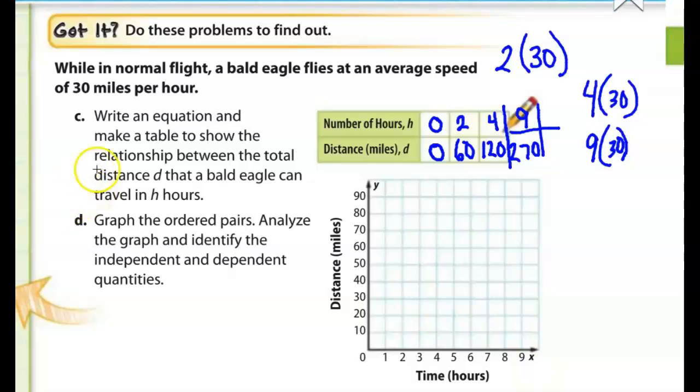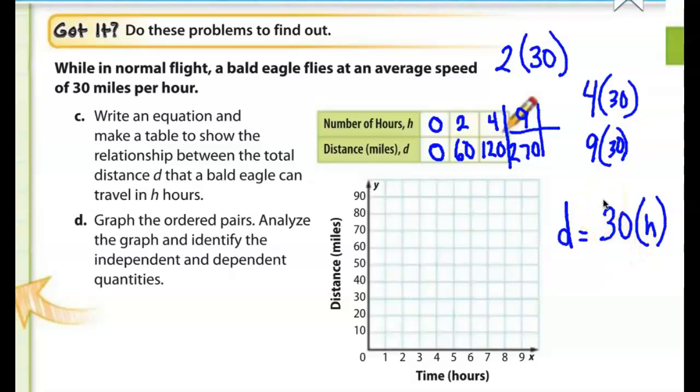Now it says to write the equation. So basically, the distance changed depending on which numbers we chose up here. So we're going to use the variable d for the dependent variable distance, and that's going to be equal to 30 times whatever number of hours we choose to figure out. So this is going to be our equation.